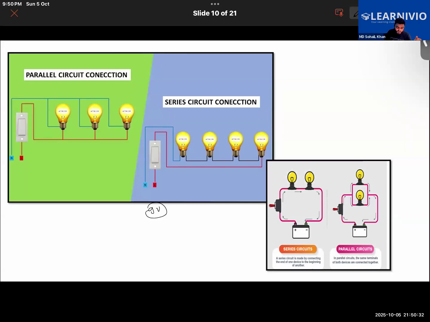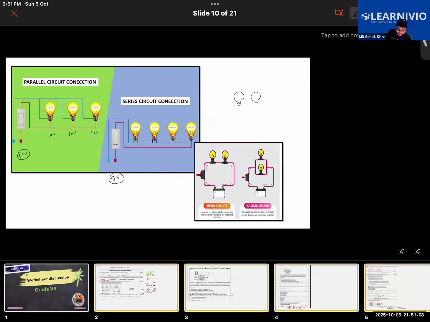The voltage from the power source is being shared among all the bulbs, so each bulb is now receiving less voltage. If you had connected only one bulb, it would be receiving all the voltage. But when you connect two bulbs, each of them will receive half of the voltage. In the parallel connection, if you have a 10-volt power source, each of them will receive the same amount of voltage. Hope that is clear.